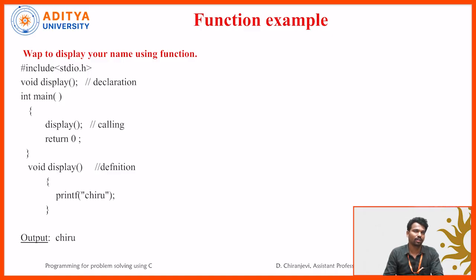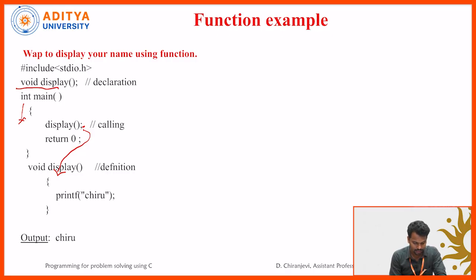Now this is another example to understand functions. This is a program for displaying your name by using a function. This is the function declaration, void display. Void means no return type, and display is the function name. Then in the main function you are calling the display function. When execution starts from the main function and reaches display, from this line control goes to the display function definition.